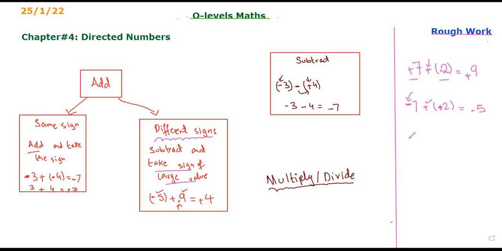And now if I had, let's say, +7 minus +2. In this case, we know that this is 7, and then minus into plus will give me -2, right? So this would be 5. Is it okay? Yes, ma'am. Have you studied this concept before?